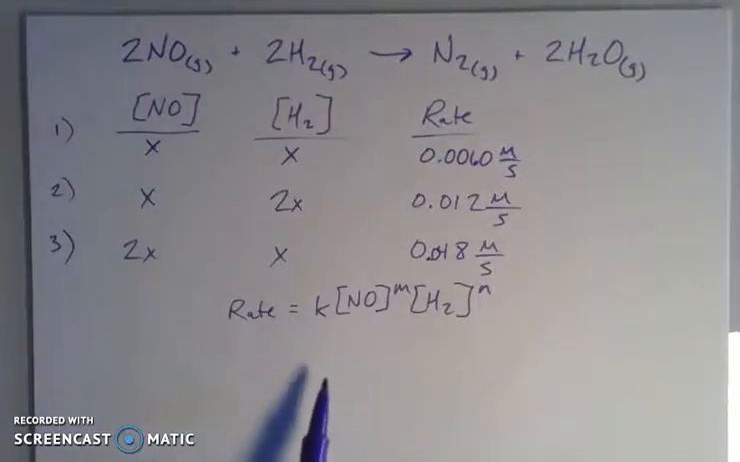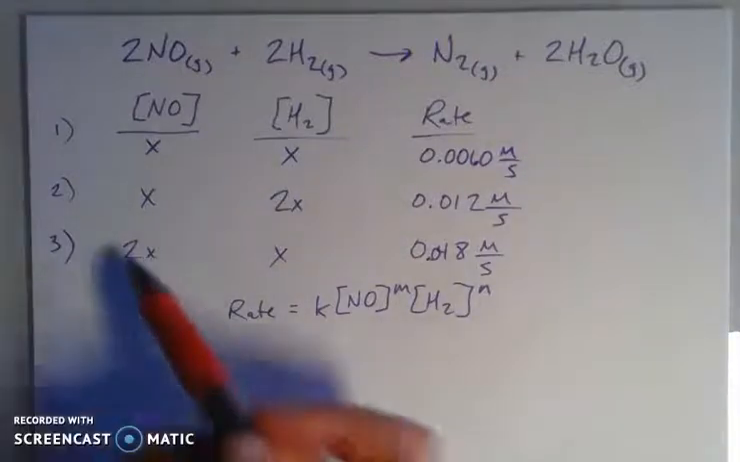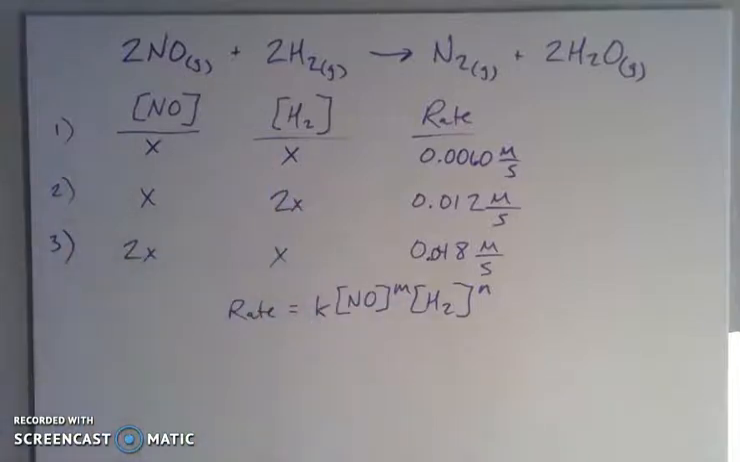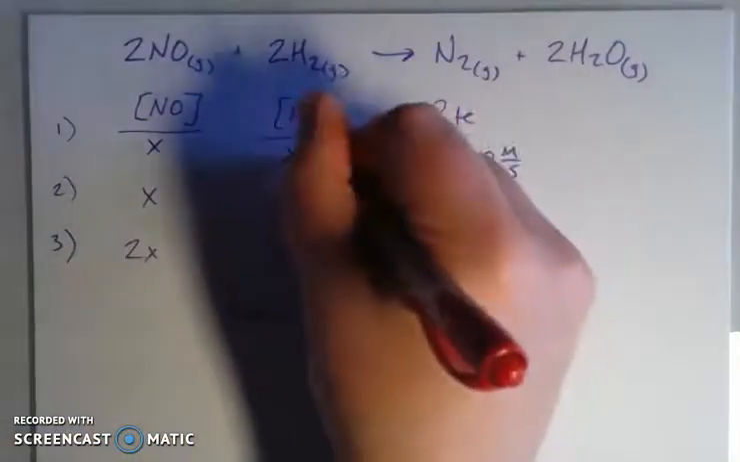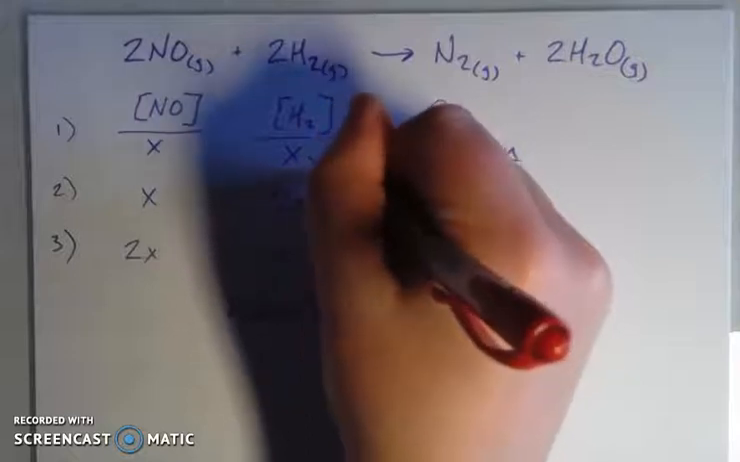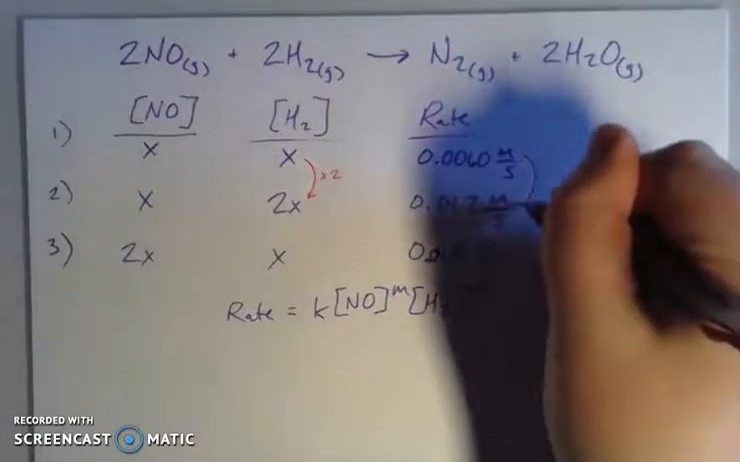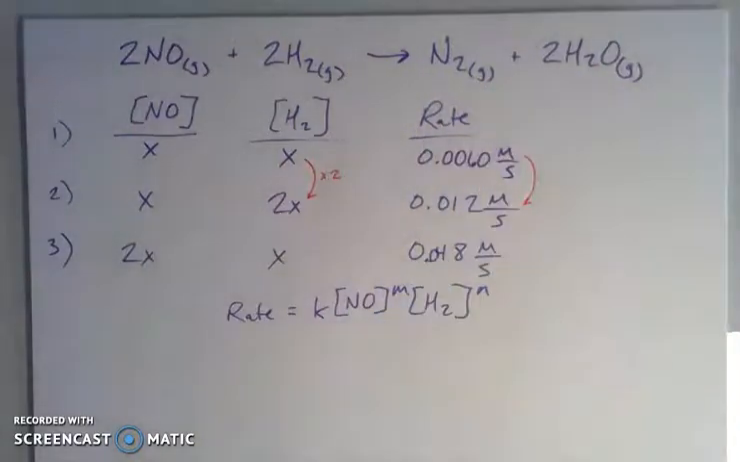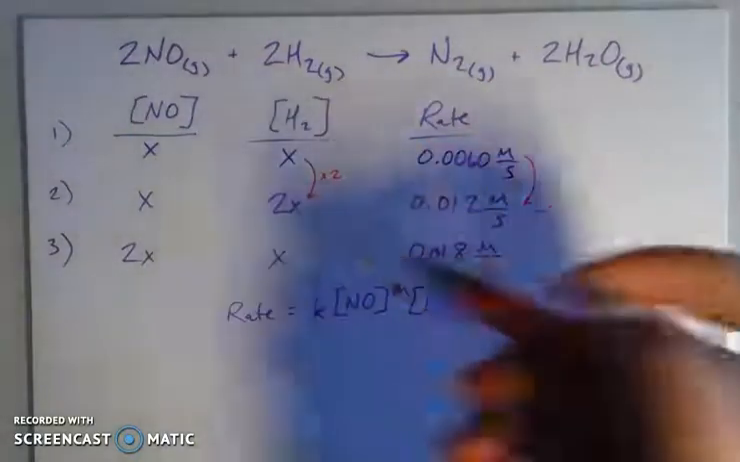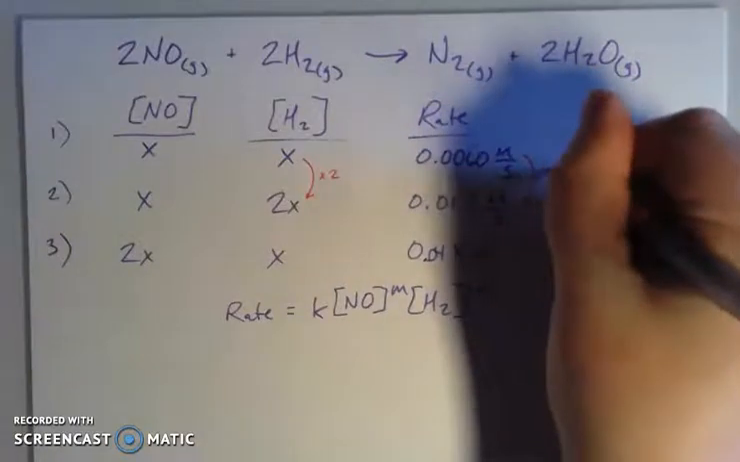All right, so now I need to solve for m and n, so I need to look at these and say, well, how are they changing? What information am I given from these experimental data? Well, if I look at this and say I doubled my concentration here, what happened to my rate? Well, you can see that it doubled. When I doubled the concentration of my hydrogen, the rate doubled as well.